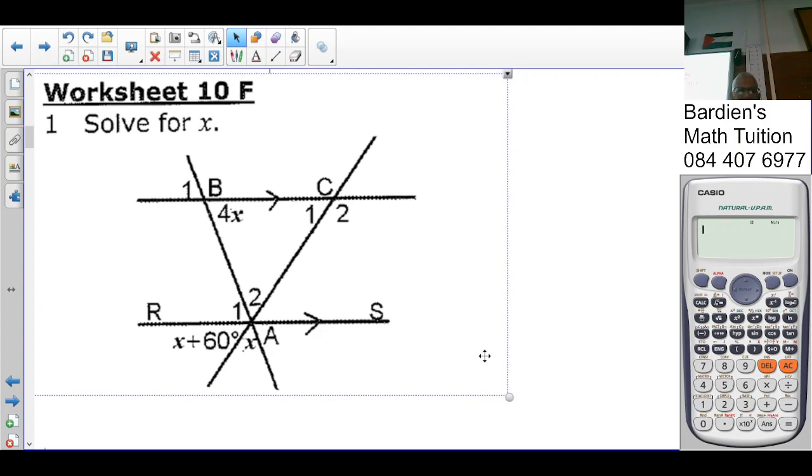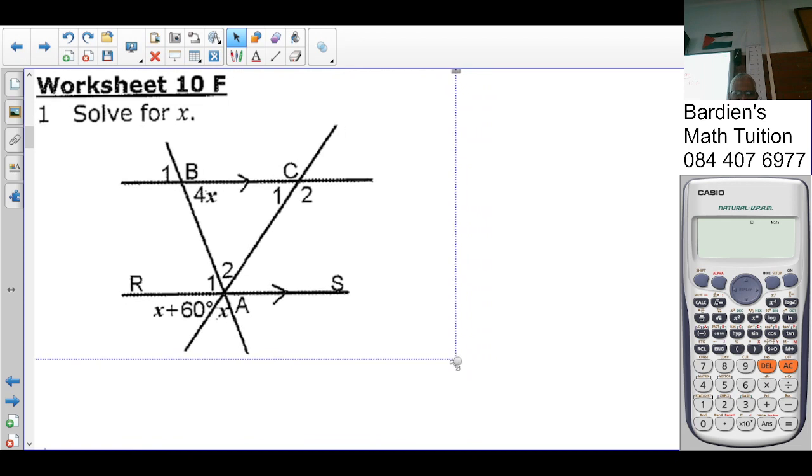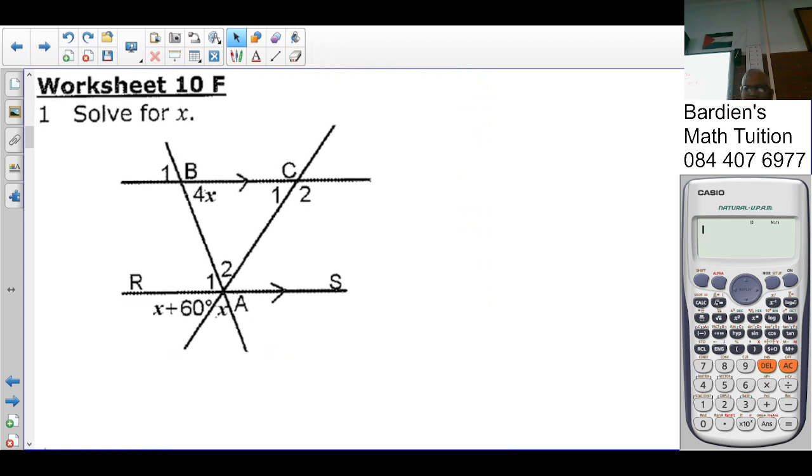So here we are told to solve for x. Importantly, I need to set up an equation here in order to solve for x, and the equation I set up must be derived from the properties of geometry. Not so? So it's either you're going to go with co-interior angles or corresponding angles or alternate angles or angles on a straight line or interior angles of a triangle or the vertically opposite angles or the exterior angle equal to the interior opposite angles.